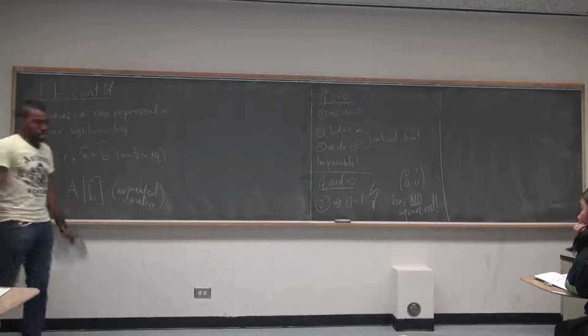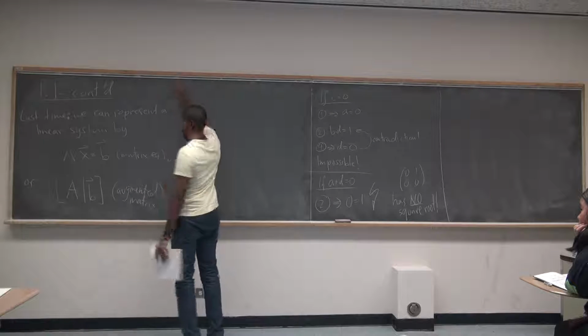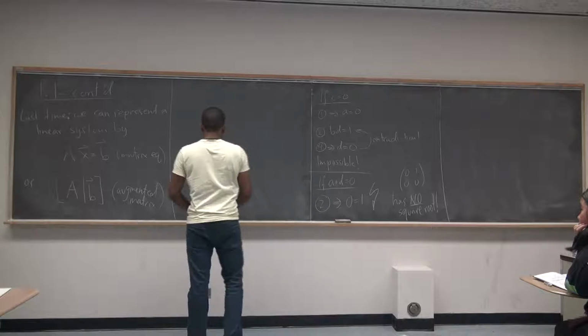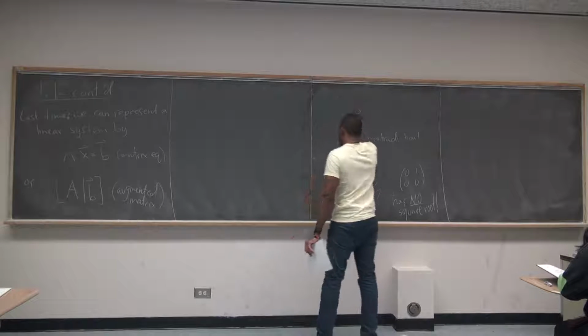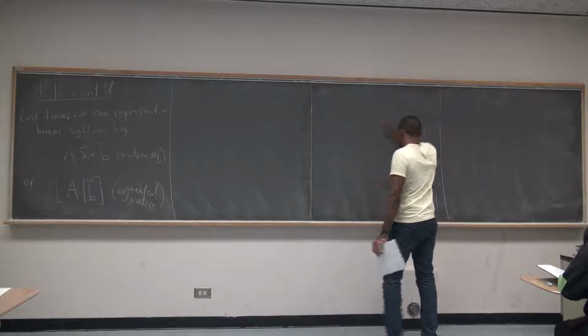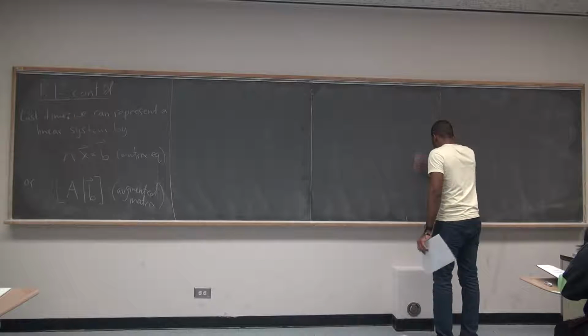Right? And we did a couple examples of writing a system in both of these forms. So now the question is, why do we care that we can write things in that form? Does it actually help us to solve anything? Turns out it does.